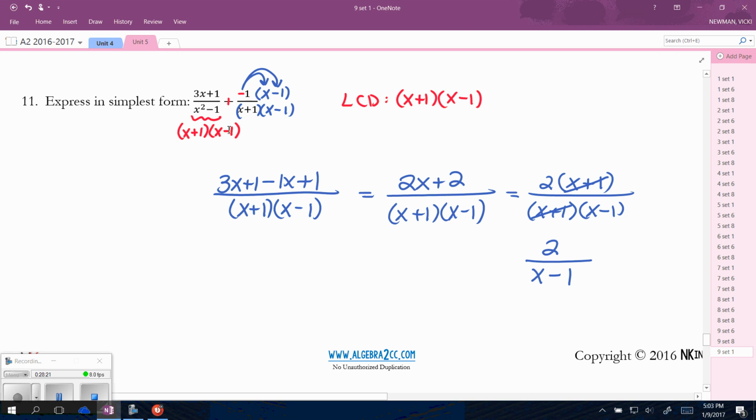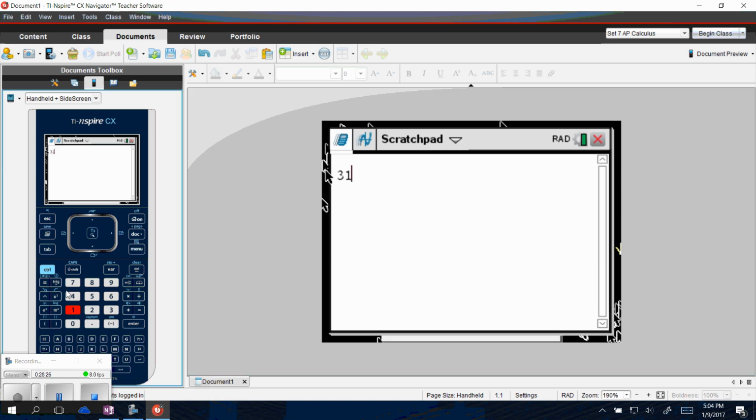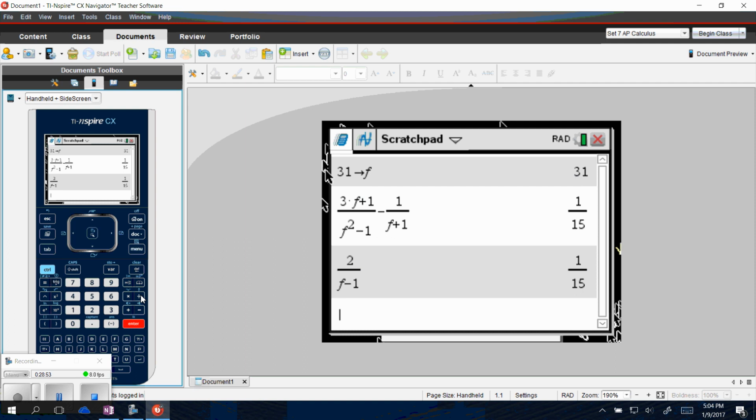I awkwardly stored 31 in my last calculation. So 31, control store f. Type in the original, 3f plus 1, f squared minus 1 minus, control divide, 1 over f plus 1. Okay, so that's the original. Does that match my answer of 2 over f minus 1? Yep, they match. I know I did it right.